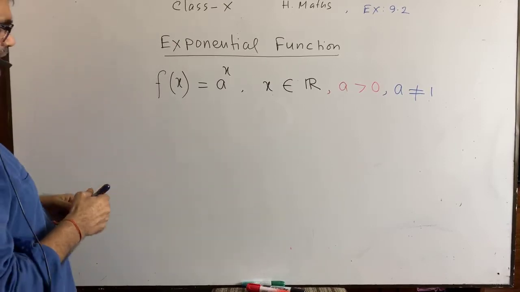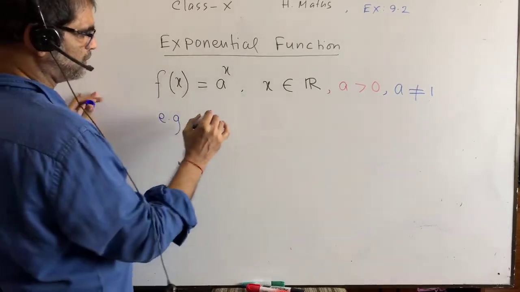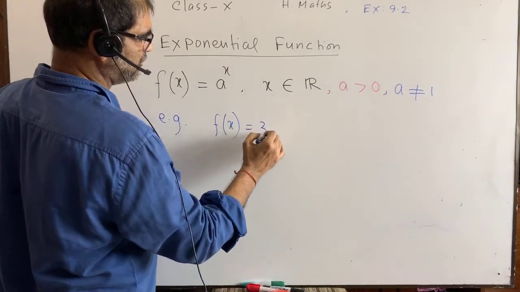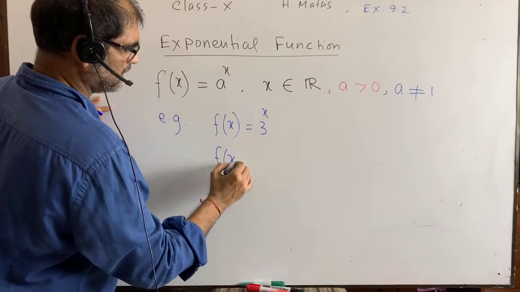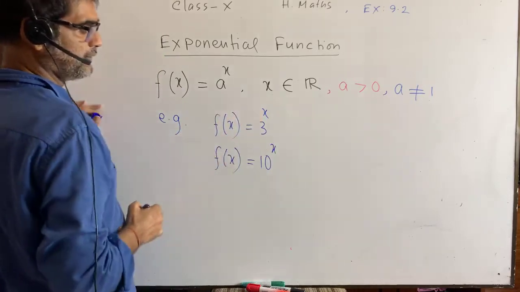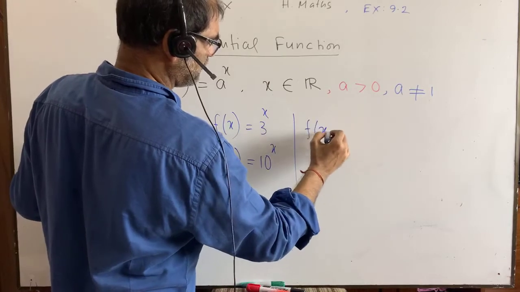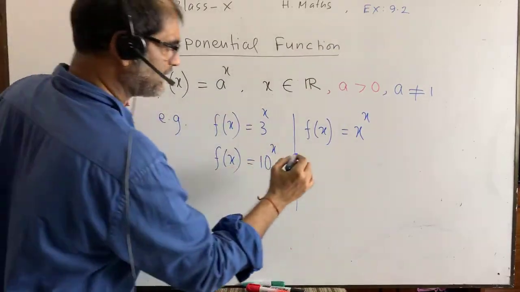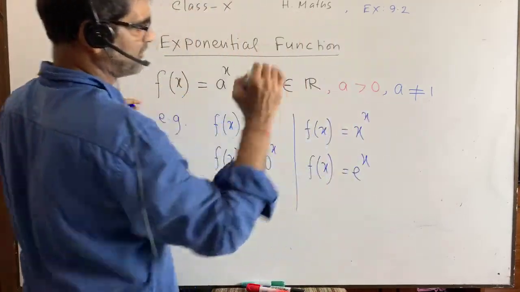As for example, we can give here examples. Write down examples. Suppose f(x) equals 3 to the power x. We can give another example, f(x) equals 10 to the power x. Or we can give here f(x) equal to x to the power x. We can also give example f(x) equals e to the power x.